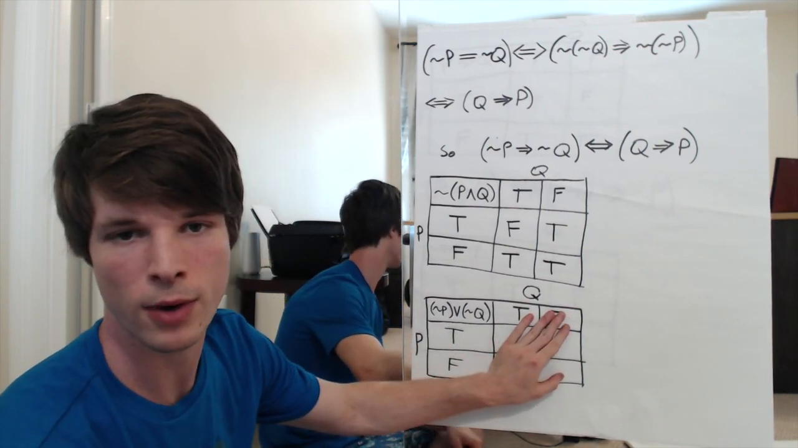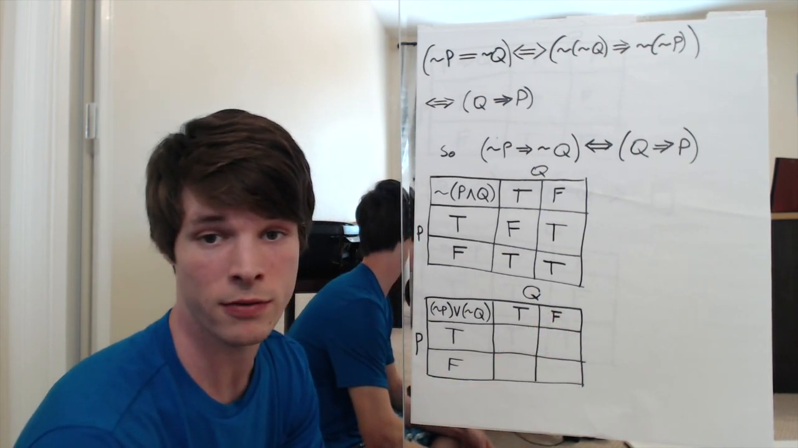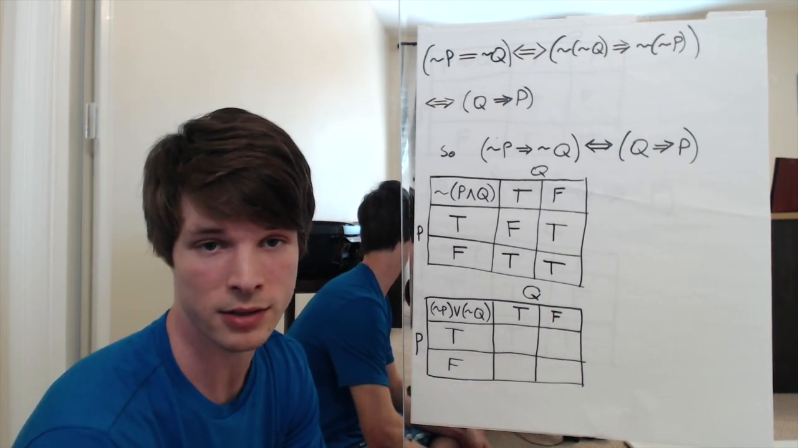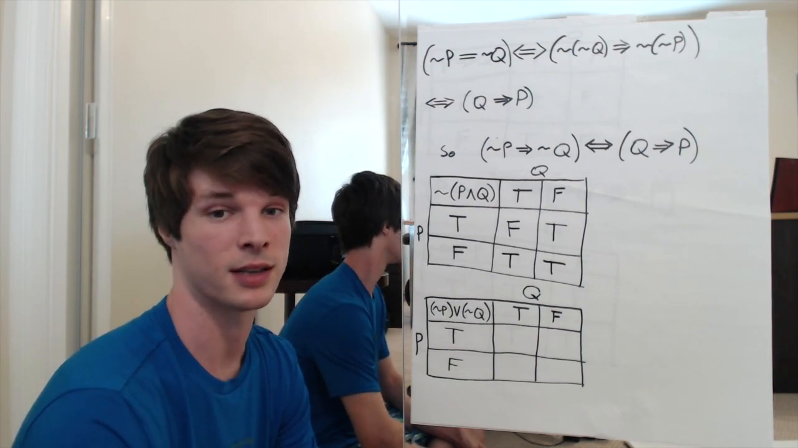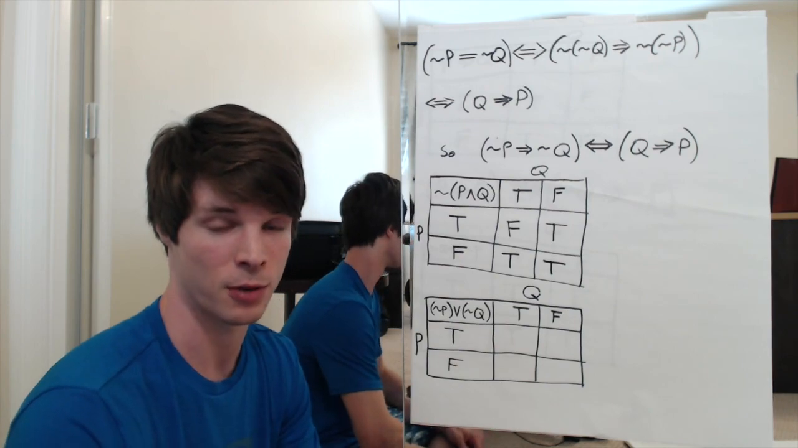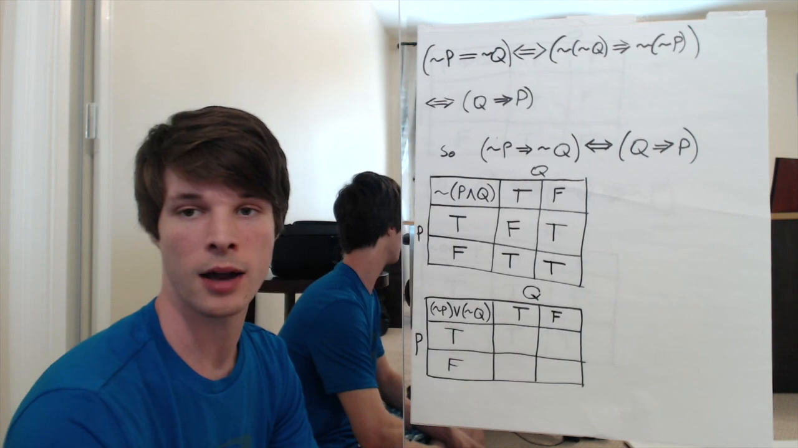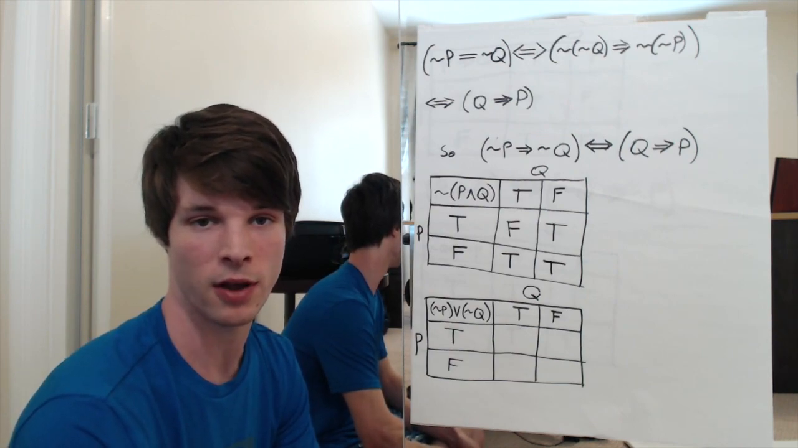There's only going to be one situation in which it's going to be false. An or statement is only false if both of its components are false, because it's true when any one of its components, just one of them, is true. So both of them have to be false here. So I need not Q and not P. I need both of them to be false.